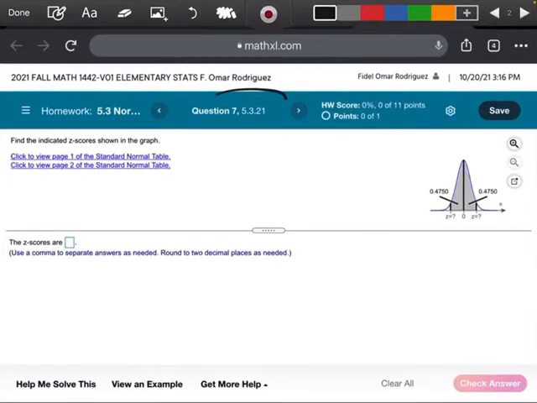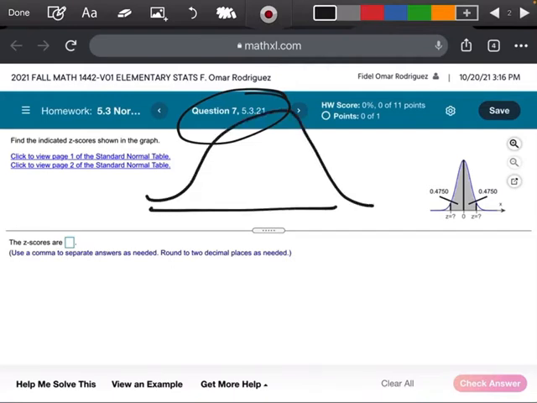All right, so guys, this is a homework problem out of 5.3. This is problem number 7. And so what we're trying to do is find the indicated z-scores. So I'm going to draw the same picture that I have. I'm just going to try to make it a little bit bigger, okay?